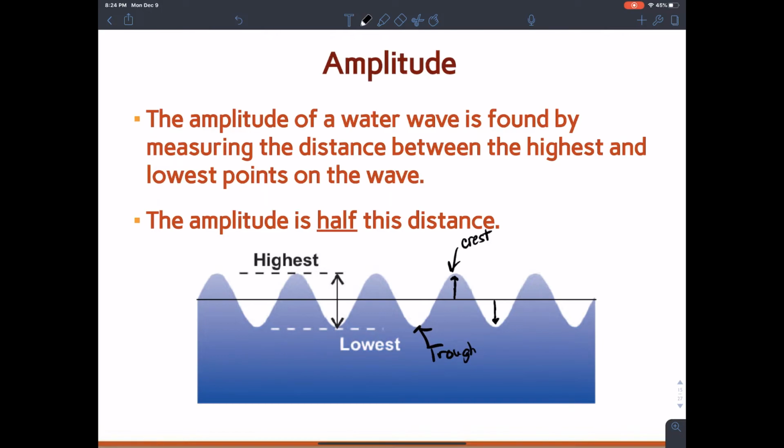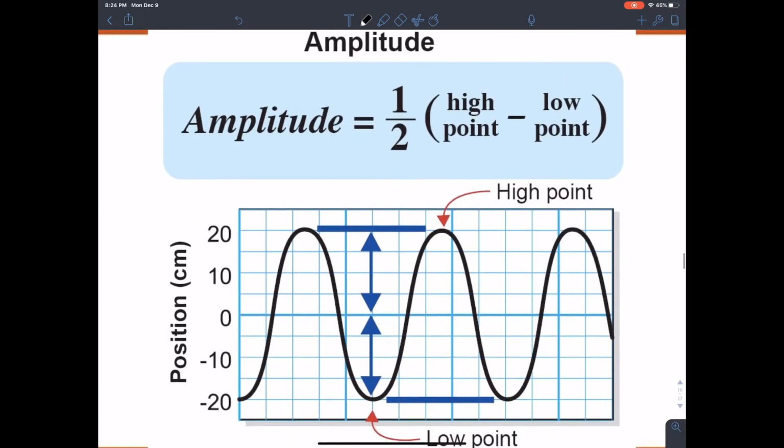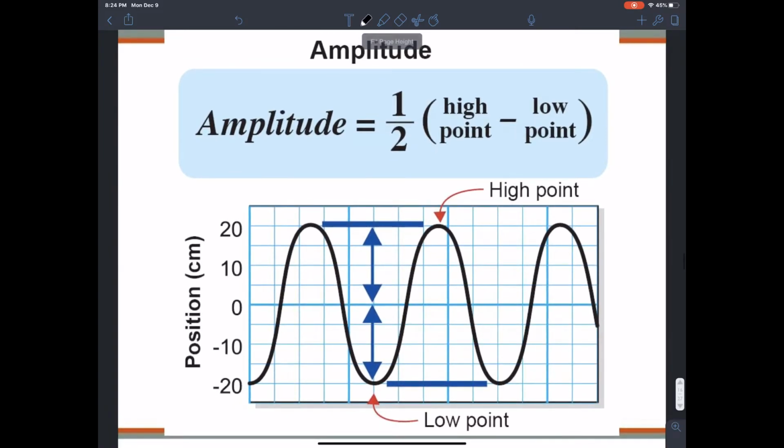So, how do we get our amplitude? You take the high point and the low point, you get the total distance there, you divide that by 2, and that's going to tell you your amplitude. Now, the greater the displacement, the greater the amount of energy that's going to be associated with that particular wave.